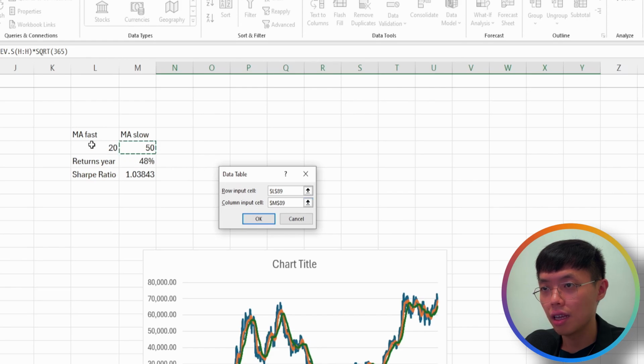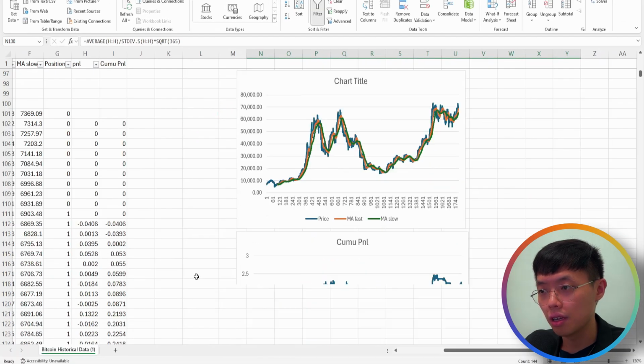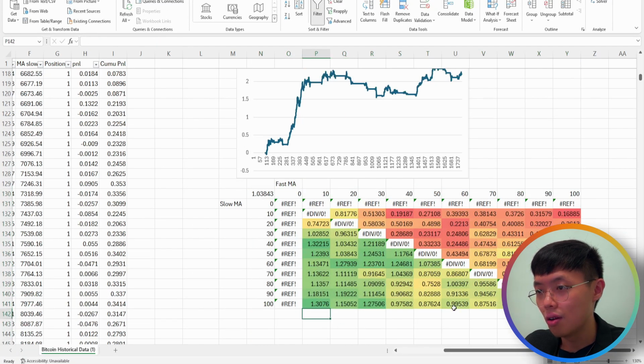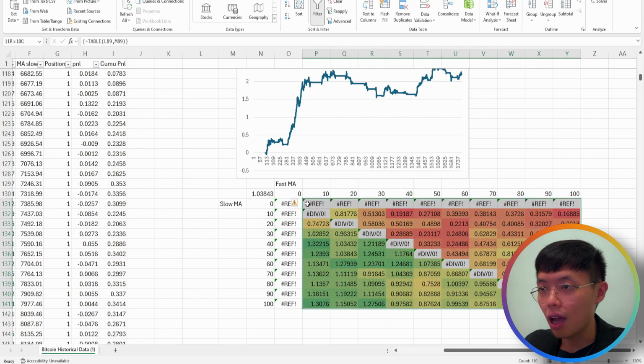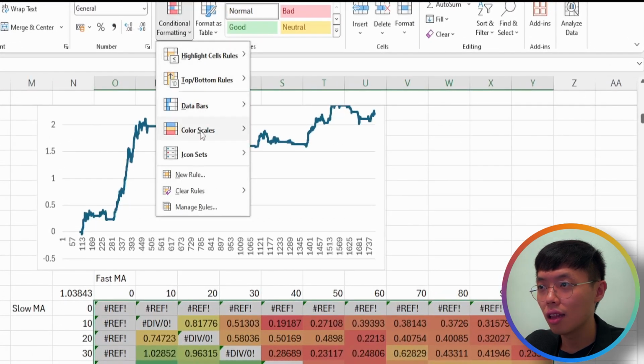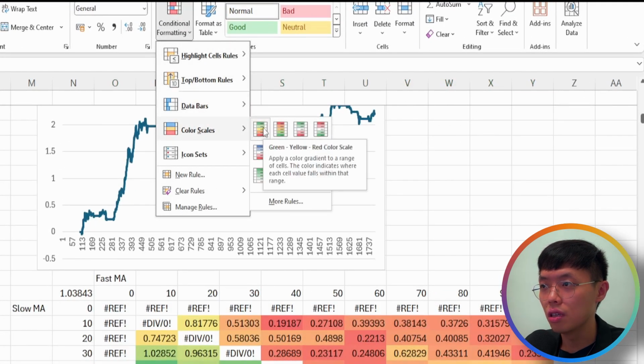Just like that, I'm going to select over here. I'm going to press OK. And there we have it. We have our Sharpe ratio. Okay, if you want to put some colors, just like how I do it, go to Home, Conditional Formatting, Color Cell, and this will be the colors.